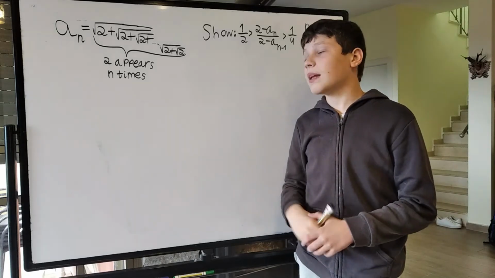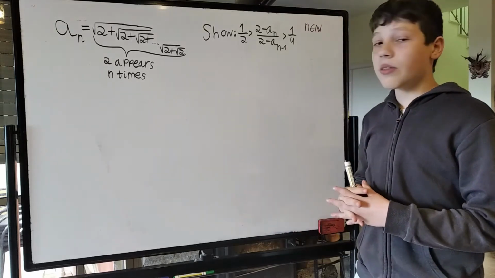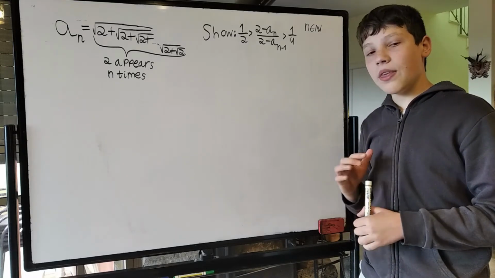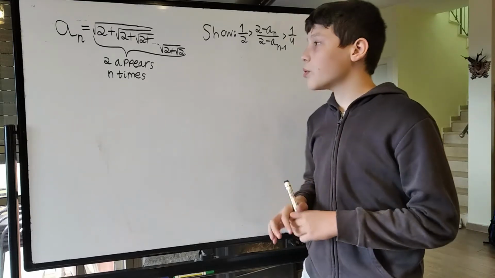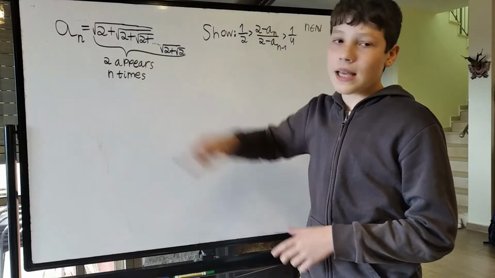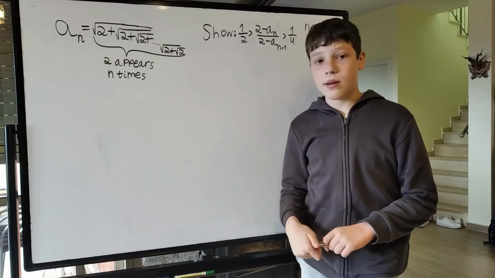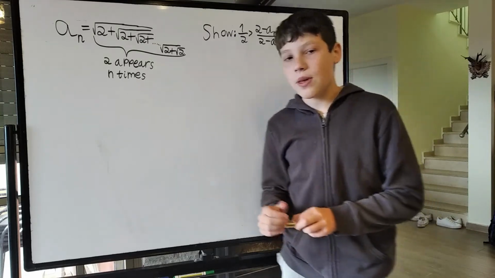So I'm going to actually now clear the board and then prove that a_n always has to be between 0 and 2 for all natural numbers n, and we'll continue on from there.